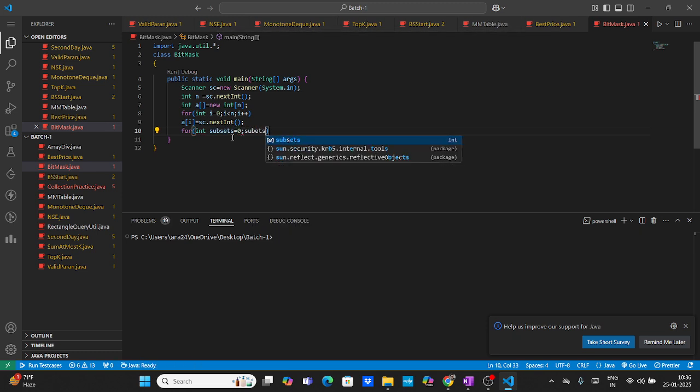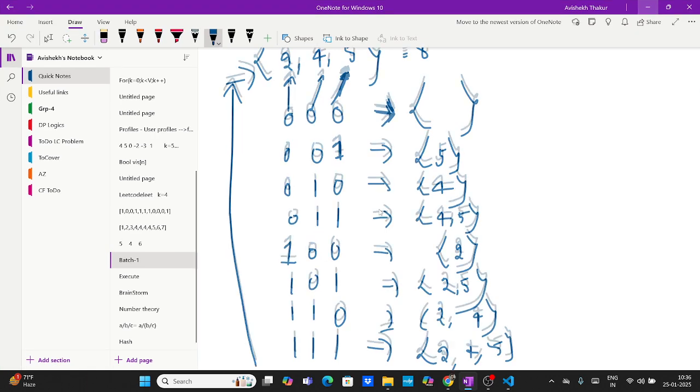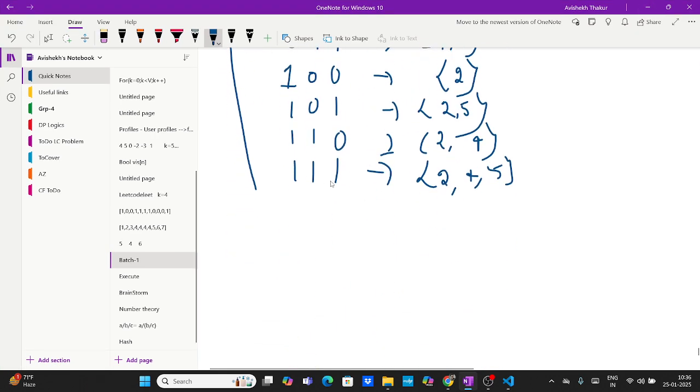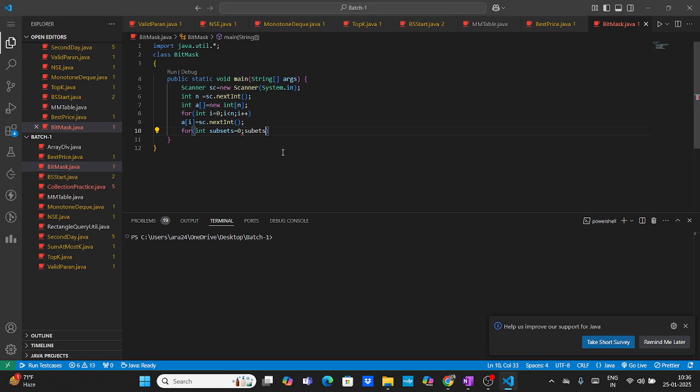Tell me in the bitwise form. So we have seen this, right? We will start from 0 to 7, that is 2 power n minus 1. So how can I write that? Can I write subsets less than 2 power n? So how can I represent 2 power n using bits? Left shift.